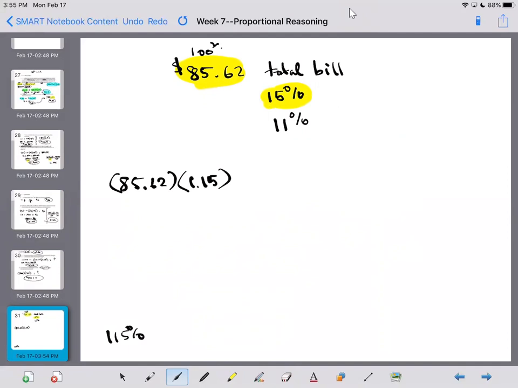But I also have sales tax I got to deal with. So that knows it's going to go up more. So I'm not just paying at 11%, I'm going to pay 111%, which is 1 11 hundredths. So if I take $85.62 and multiply it by 1 15 hundredths and multiply it by 1 11 hundredths, I'm going to get $109.29.